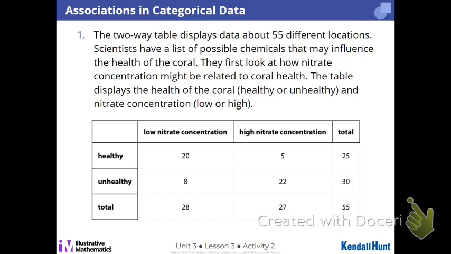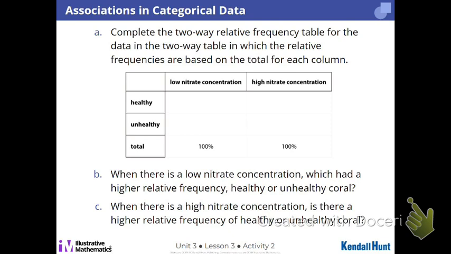But so here's what you're going to look at first. You're going to look at this two-way table, and we're going to be looking at coral health. I don't know if you noticed, there's some coral issues out in the ocean, and this one's looking at coral health and nitrate concentrations. What you're going to work on is finding whether there is a correlation between nitrate concentration and the health of coral. Now, so I don't have to flip back and forth between two screens, let's look at the question first. You are going to complete a two-way relative frequency table for the data.